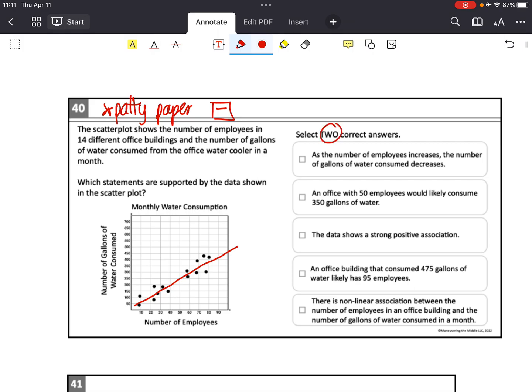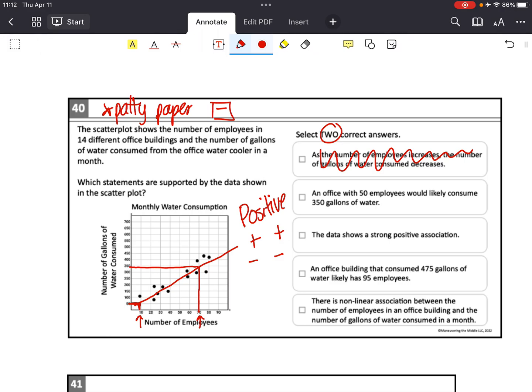So there are 2 correct answer choices. It says as the number of employees increases, the number of gallons of water decreases. So again, here's 10 employees. They drink about 50 gallons of water. And then here's 70 employees, and it looks like they're drinking a lot more water. So this would be false. They would both increase. As you can see, it is a positive slope. So that means if one thing increases, the other will also increase. Or if one thing decreases, the other thing will also decrease.